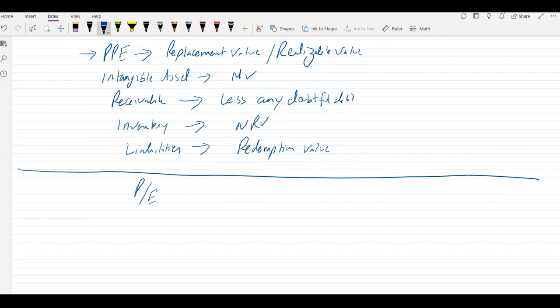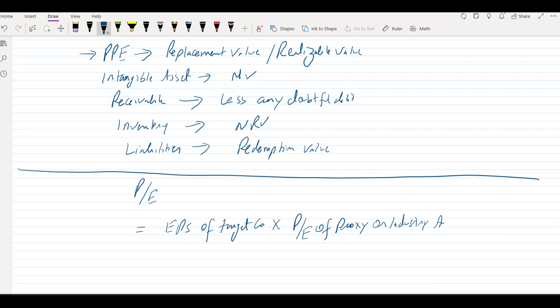PE ratio method: EPS of target company into price earning ratio of proxy or industry average gives the market value. If EPS is not available, take the total profit of the target company into PE ratio, that will be the total market value.